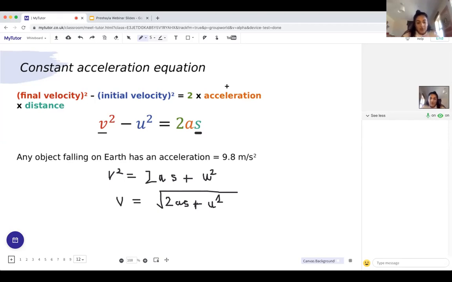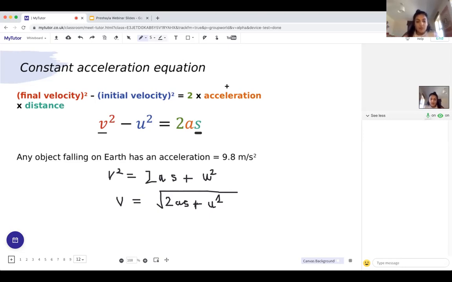Now, you also need to know that any object that falls on this planet, on Earth, close to the ground, has an acceleration of 9.8 meters per second squared. It does not matter how heavy the object is. You might have heard of that famous experiment on a tower. They dropped two objects from the top of the tower, I think a feather and a brick, and they reach the ground at the same time, right? That is because they have the same acceleration. It doesn't matter the object, it accelerates towards the ground at the same rate.